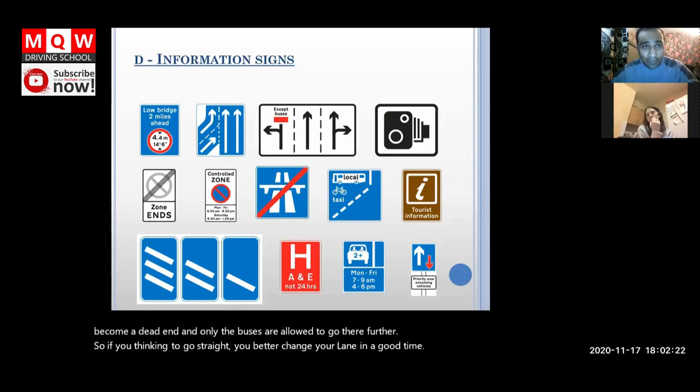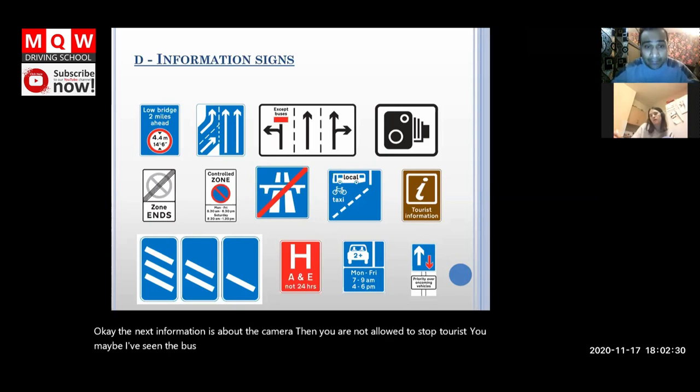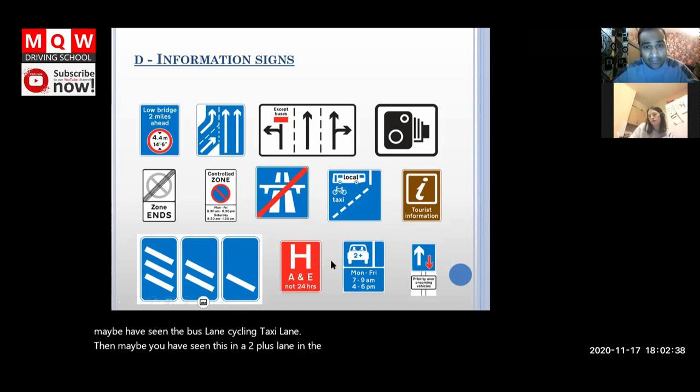Okay, the next information is about the camera. Then you are not allowed to stop. Tourist, you may have seen the bus lane, cycle lane, taxi lane. Then maybe you have seen the 2+ lane in the Leeds, Horsforth areas, near the Cookridge. Two-way system, one-way system, meeting traffic sign, tourist information.